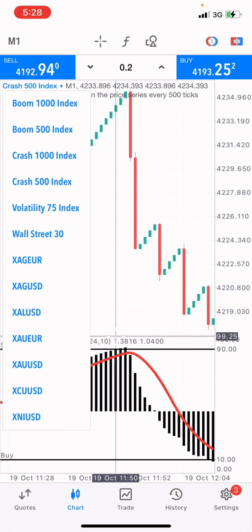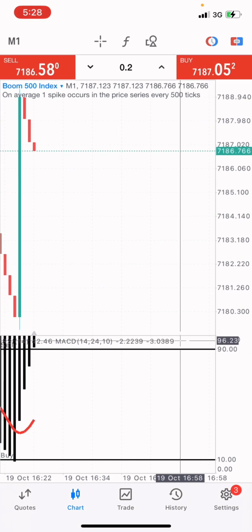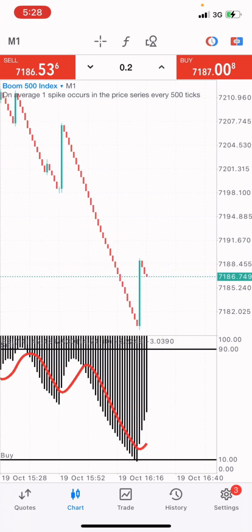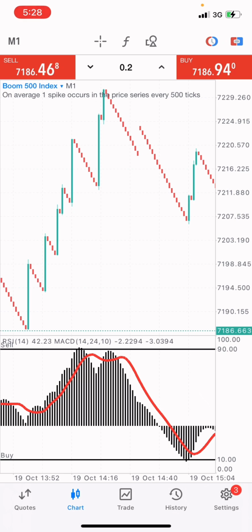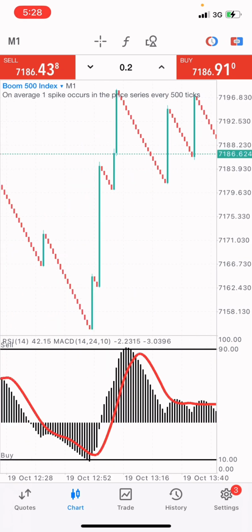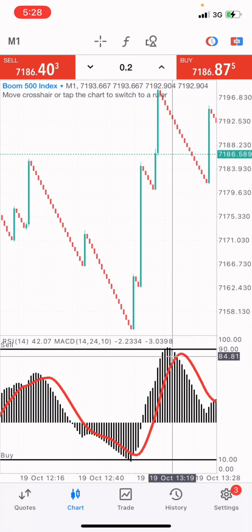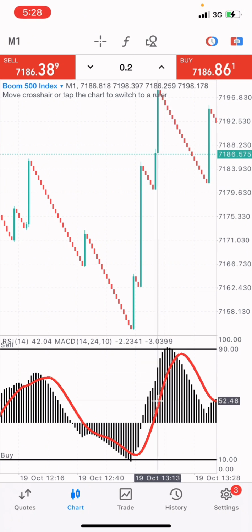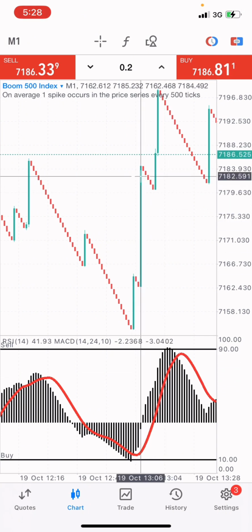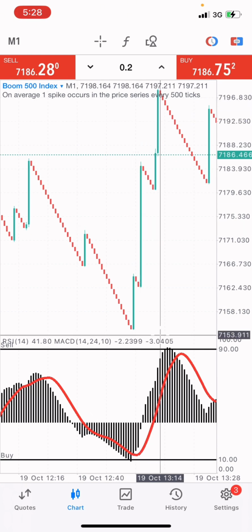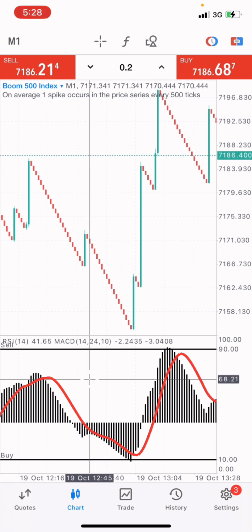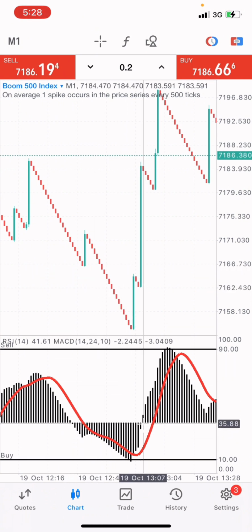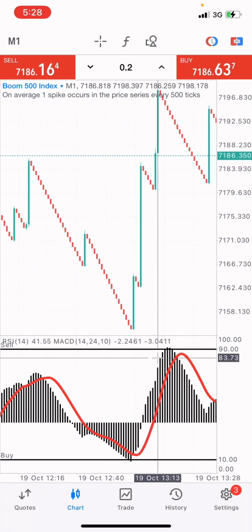Okay, so we'll go back to the boom 500 index market here. The boom 500 index market right here, it just trades like the crash market, the opposite direction. In the upward trend of the MACD, the market tends to buy, which we call spikes, right? The market tends to buy in price movement towards the upward trend of the MACD. Towards the downward trend of the MACD, it sells, right? It sells towards the downward trend.